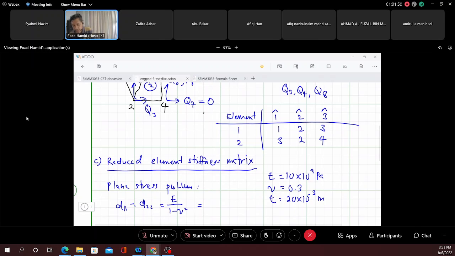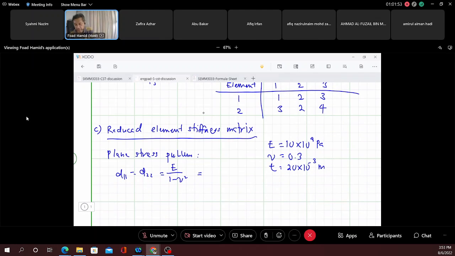20 millimeter. Note again, I convert everything to basic unit. So if you do the calculation correctly, this should be this value, and D11, D12 equal to D21, because this is symmetric. This is just mu D1 minus mu square, which is 3.2967 times 10 to the power of 9.